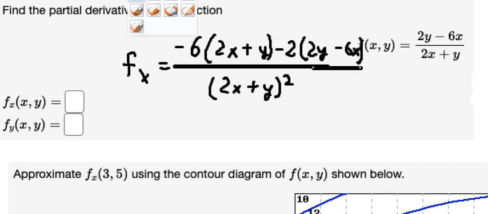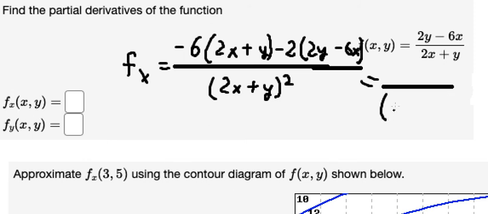We simplify, and we got (2x + y)^2. Negative 6, this is positive 6 with 2 and 2, they will cancel. Now we just have negative 6y with negative 2 with 2, which is negative 4. So we have negative 10y.